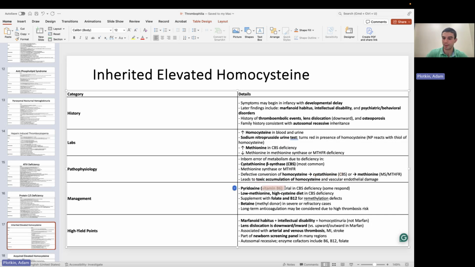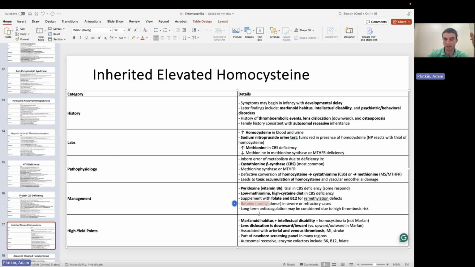Management, we can treat with B6. I'll show you why on the next slide. We'll use a low methionine, high cysteine diet in CBS deficiency. We'll supplement with folate and B12. We can use betaine, which is the methyl donor, which has actually been proven to impact outcomes with homocystinuria. And then we can also do long-term anticoagulation.